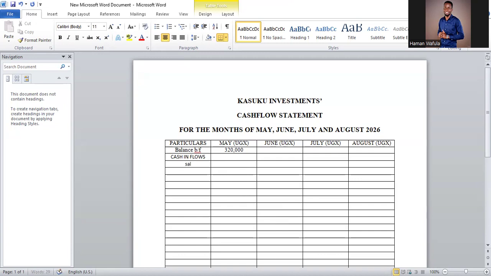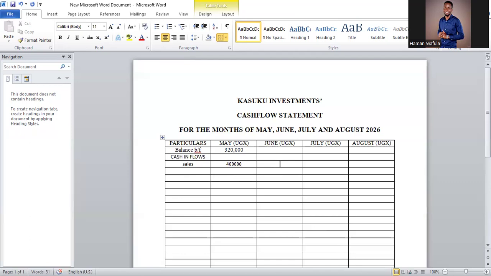So we can see sales, where in the first month they sold 800 units, second month 900 units, third month 700 units, and the last month 100 units. And they've given us the cost of each unit, so we're supposed to just multiply. We multiply 800 by 500, that is 400,000. So our first month is 400,000.